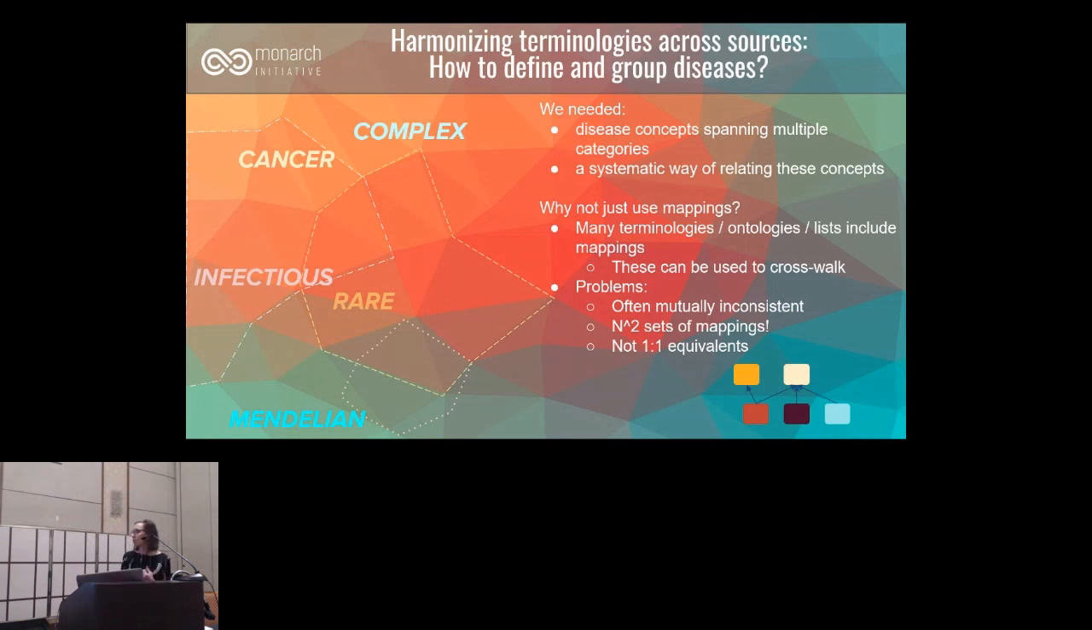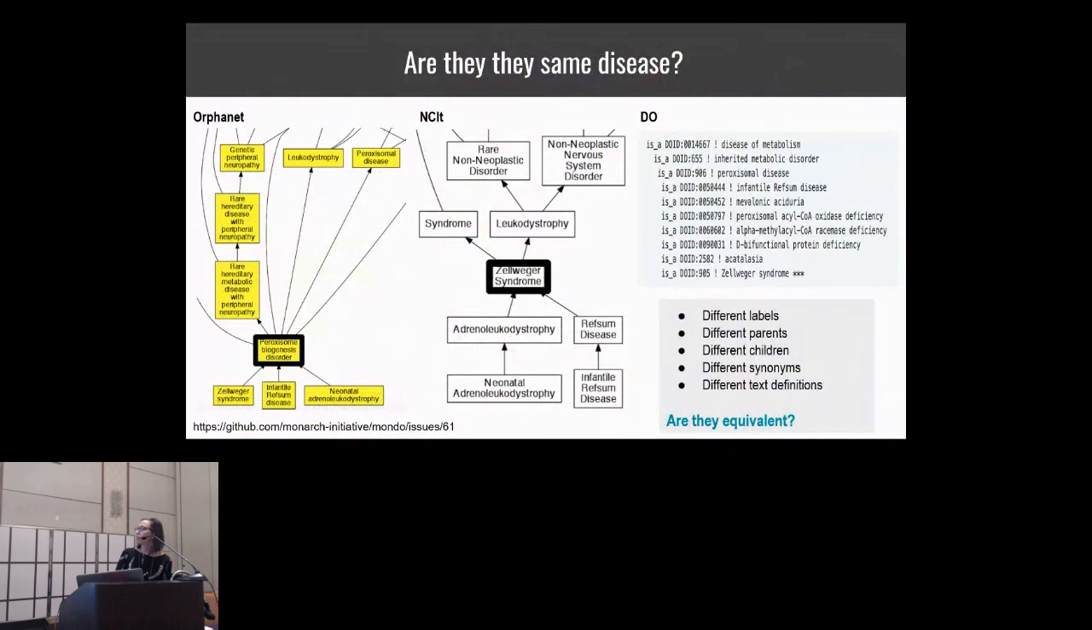The problems are that these mappings are often mutually inconsistent. One source will map to another source, but then the second source will not map back to the first source, will map to something different in the first source. So the mappings are also not really equivalent. Sometimes a mapping will be from a parent to a child in another terminology or to a group of terms. They're not one-to-one equivalents. And just fundamentally, there's n squared minus n sets of mappings if you collect all the mappings. And so it's just a lot of mapping. Really gives you nightmares. There's an example. So here I'm looking at peroxisome biogenesis disorder and its relationship to Zellweger syndrome.